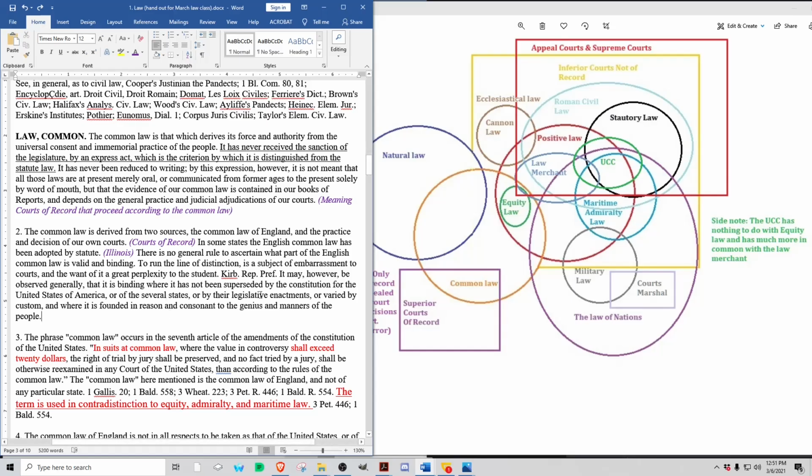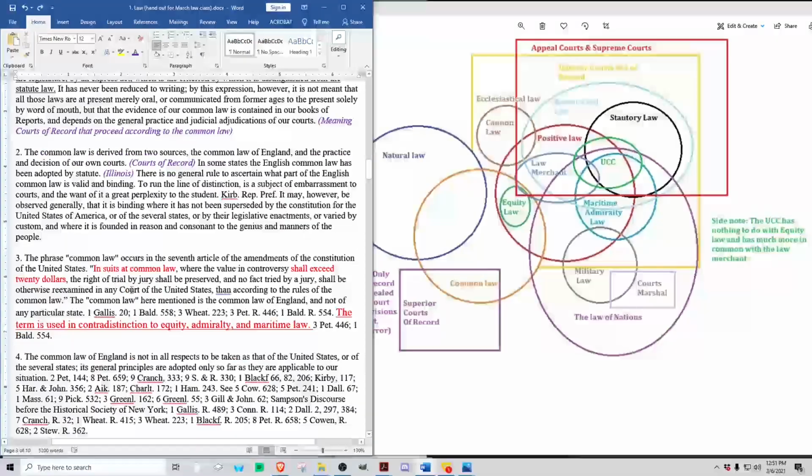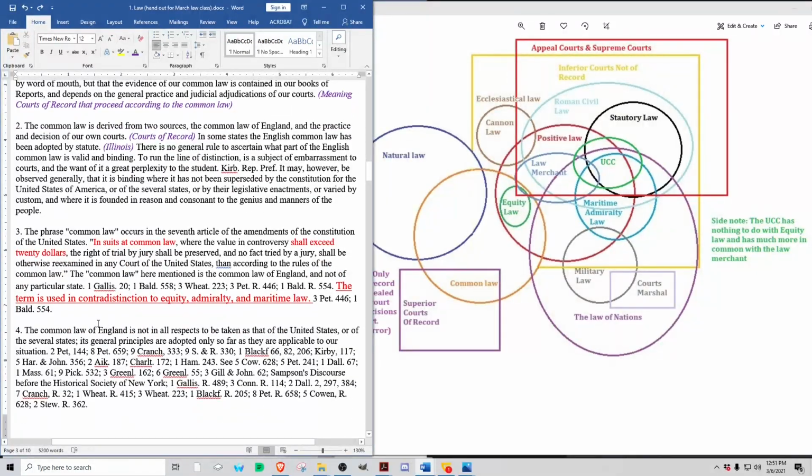So anyway, back to this. Number 3, the phrase common law occurs in the 7th article of the amendments of the Constitution of the United States: in suits at common law, where the value in controversy shall exceed $20. That means 20 actual dollars, as in a 1 ounce silver dollar as per the Coinage Act. Meaning real money, not worthless Federal Reserve notes.